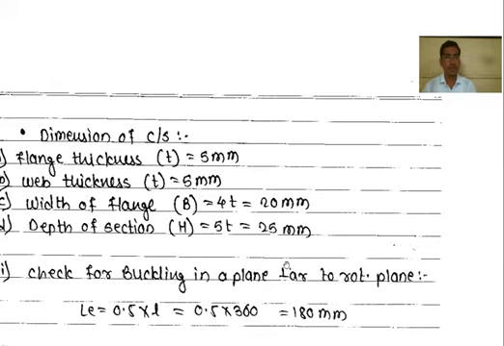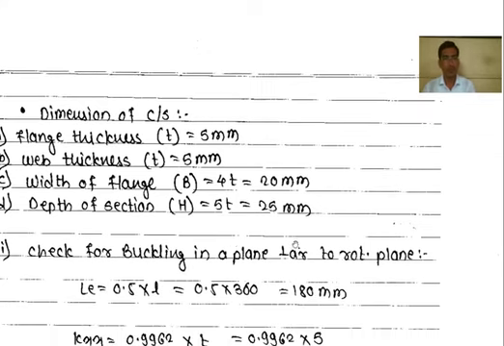So the dimension of the cross section of the connecting rod: flange thickness t will be 5 mm, which is equal to the web thickness, 5 mm. Then the width of the flange b is equal to 4 times t, that will be 20 mm. Then the depth of section h will be equal to 5 times the flange thickness or web thickness, so that will be 25 mm. So check the buckling in a plane perpendicular to the rotational plane.